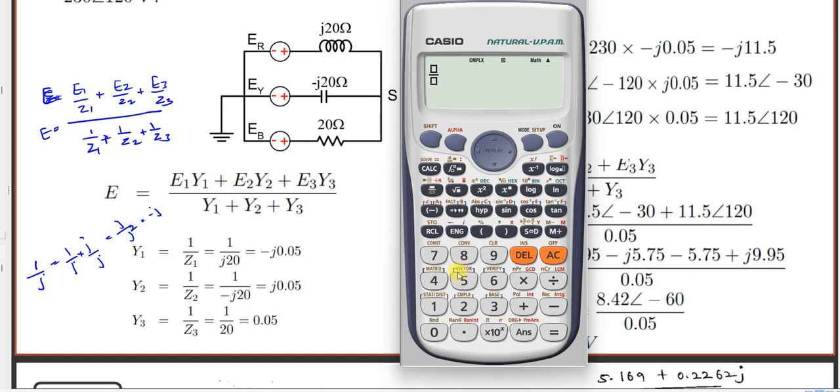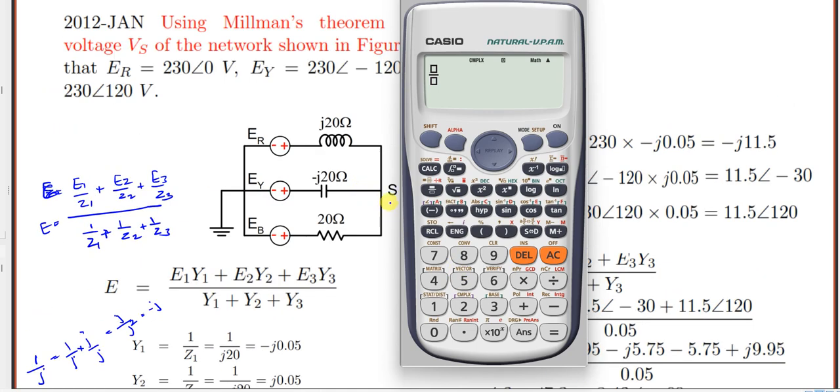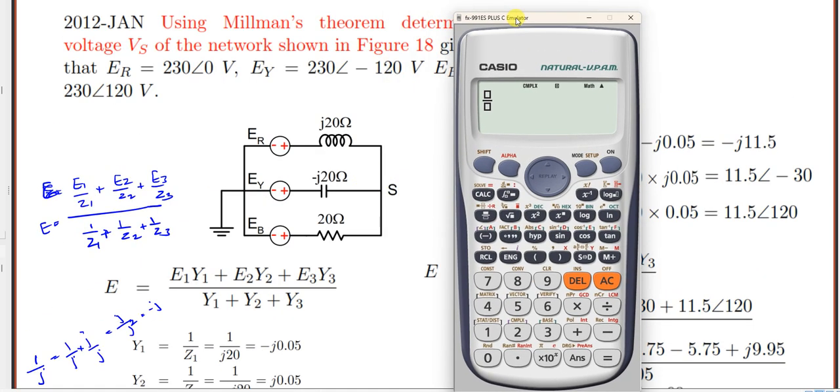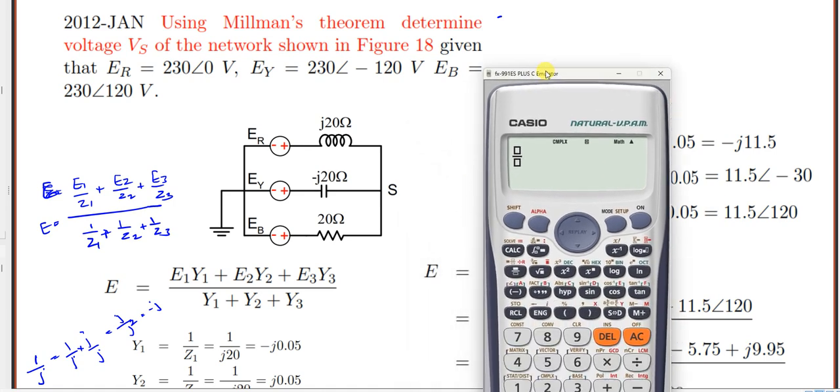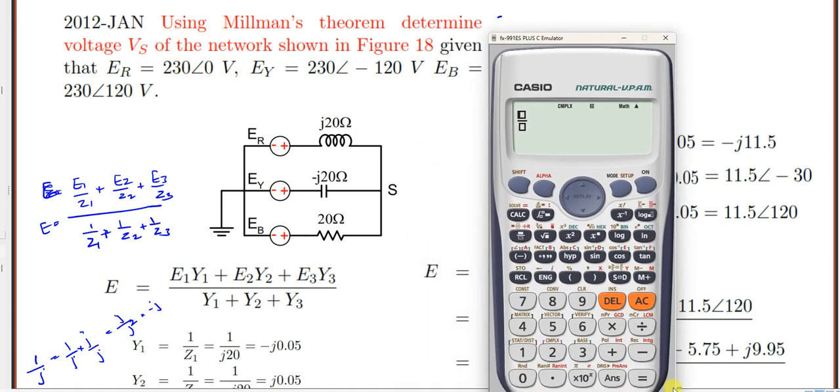Then E1, Y1. So what is the value of E1? Let me do one. Here it is. It is 230 angle 0. You press 230 angle 0. No, it is not required. Still I'm going to write.